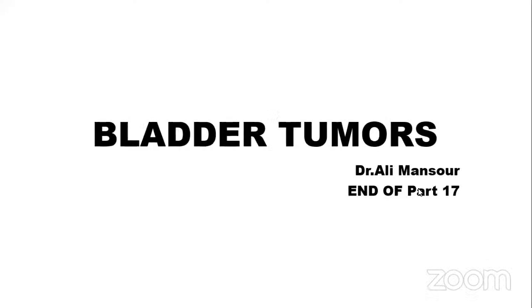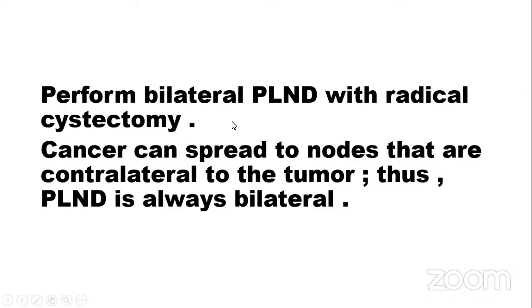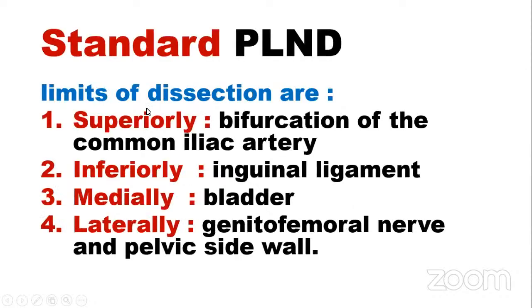Welcome back again. We will speak about part 17 of bladder tumors, lymph node dissections. Pelvic lymph node dissection, known as PLND, is performed bilaterally with radical cystectomy. Cancer can spread to the lymph nodes that are contralateral to the tumor. Thus, pelvic lymph node dissection is usually or always bilateral. We have standard and extended pelvic lymph node dissection.